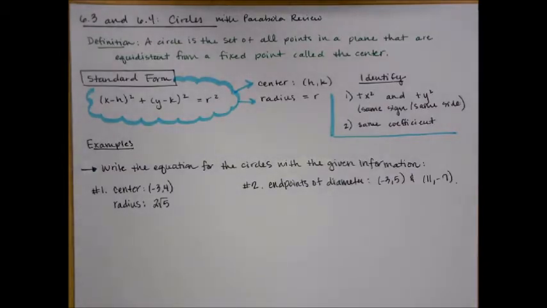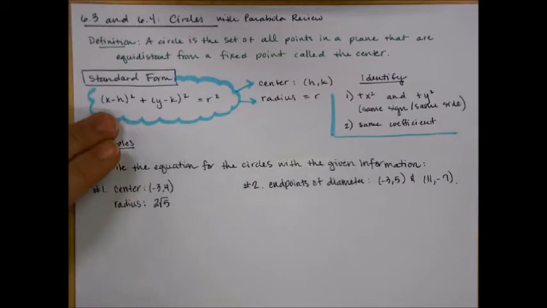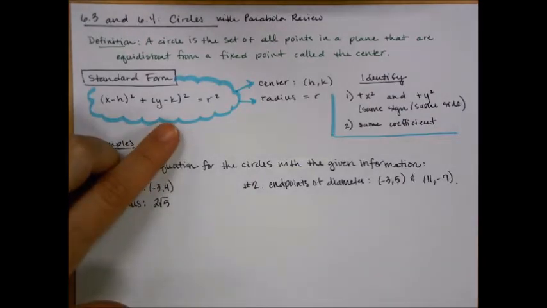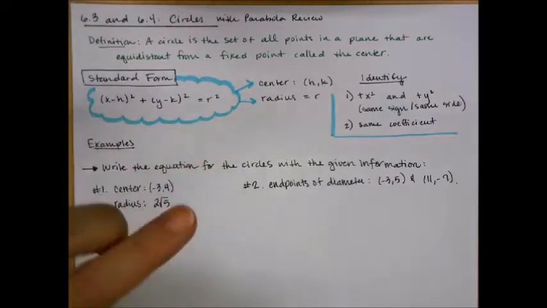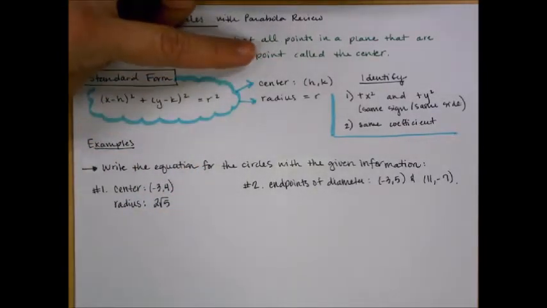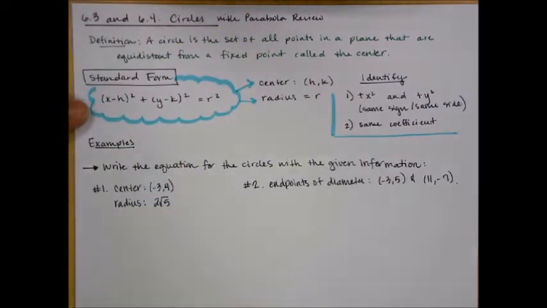a plane that are equidistant from a fixed point called the center. I've written down the equation for the standard form of a circle. So it looks kind of similar to how we've seen parabolas look. So we have x minus h squared. We also have y minus k squared, and it's equal to r squared. So h and k, rather than being the vertex, are actually the center here. And then r is the radius of the circle.